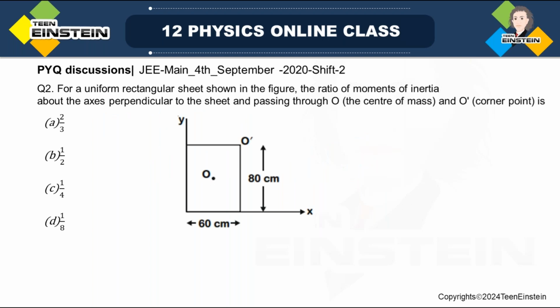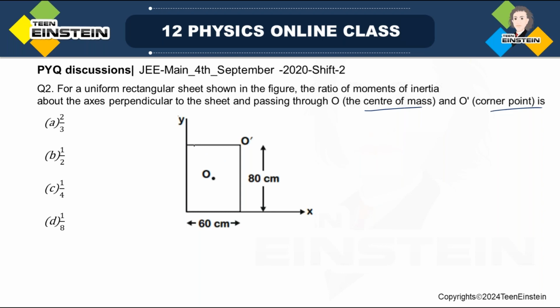So here the question says, for a uniform rectangular sheet shown in the figure, you can see this figure. This rectangular sheet has length 80 centimeter, breadth 60 centimeter. The ratio of moment of inertia about axis perpendicular to the sheet and passing through O, which is center of mass, and O prime, that is corner point, is.